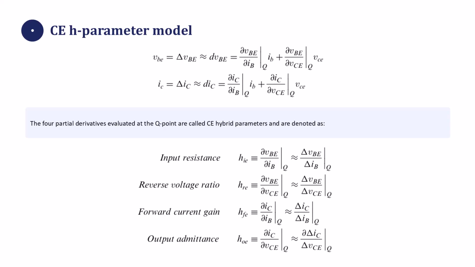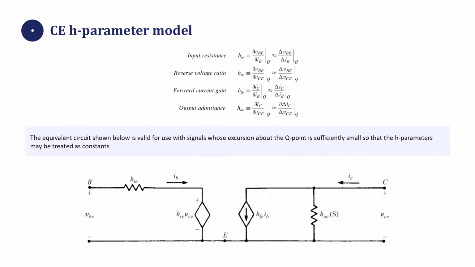Notice the units do not match. HIE is a resistance, HRE and HFE are dimensionless ratios, and HOE is a conductance. That mismatch in units is exactly why these are called hybrid parameters. These 4 H parameters let us draw a complete small signal equivalent circuit for the transistor, valid as long as the signal excursions around the Q point stay small enough that the H parameters can be treated as constants.